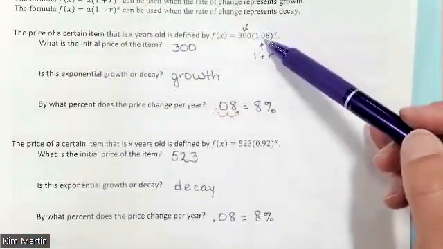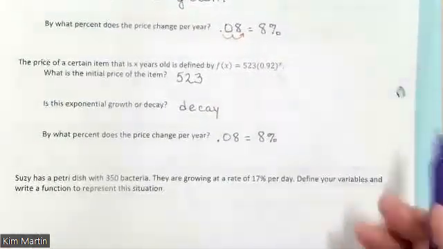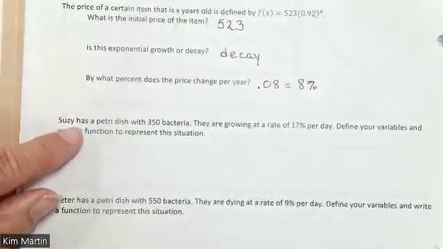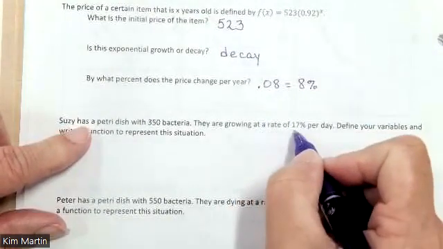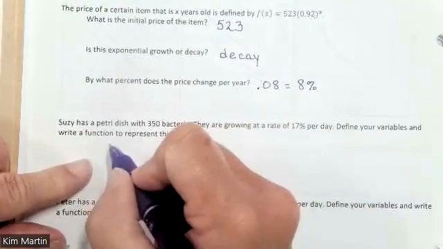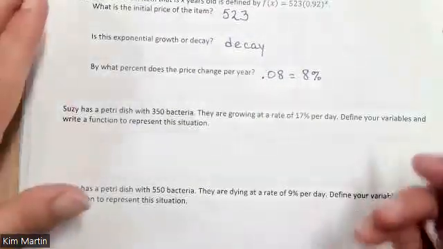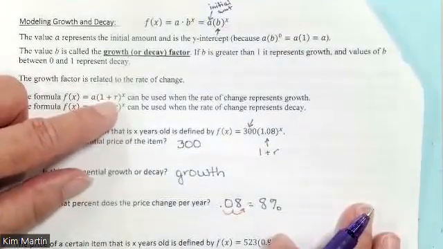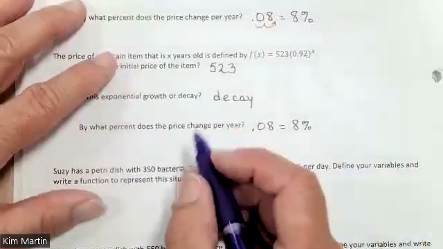How much over 1 is it here? How much under 1 is it here? Right here, Susie has a Petri dish with 350 bacteria. They are growing at a rate of 17% per day. Define your variable and write a function to represent the situation. Okay, so here's what we're going to do. It is a growth, so we use this one right here: A times 1 plus r raised to the x.